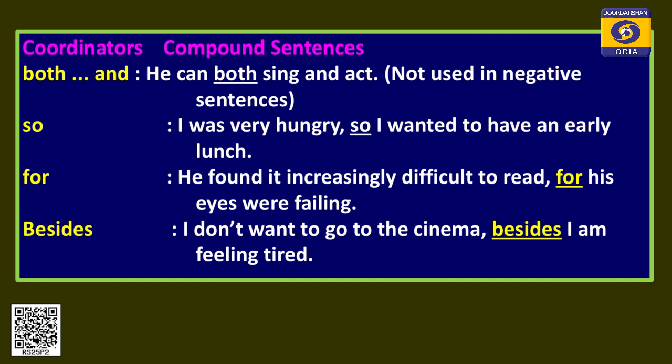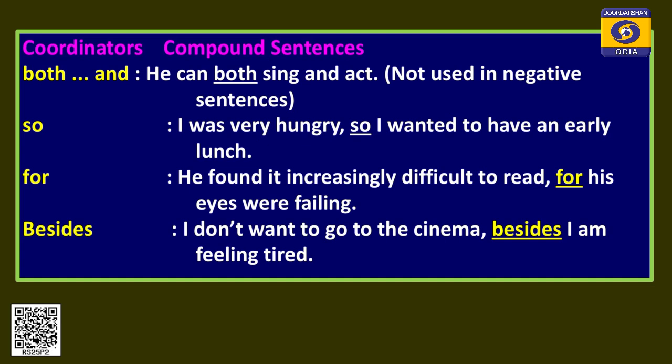We cannot both sing and act; the sentence will be wrong, right. So, I was very hungry, so I wanted to have an early lunch. You look at the comma, right. We have two clauses, you see, and two sentences, and so is the coordinator, the conjunction. In that case you can use a comma. This is very important for your writing. When you are writing something, you should use a comma when you are using coordinators, like so, nevertheless, and all these things.